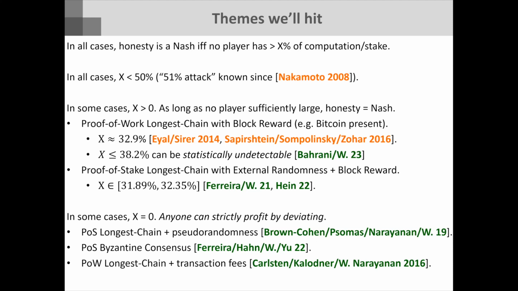And then the top two are proof of stake. And 32.9% is selfish mining. So this is slightly better than selfish mining. So there was a follow-up paper. So the selfish mining is 33.